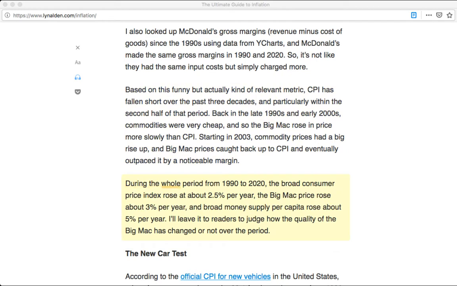During the whole period from 1990 to 2020, the broad consumer price index rose at about 2.5% per year, the Big Mac price rose about 3% per year, and broad money supply per capita rose about 5% per year. I'll leave it to readers to judge how the quality of the Big Mac has changed or not over the period. The new car test.